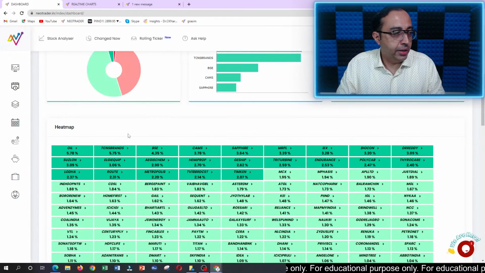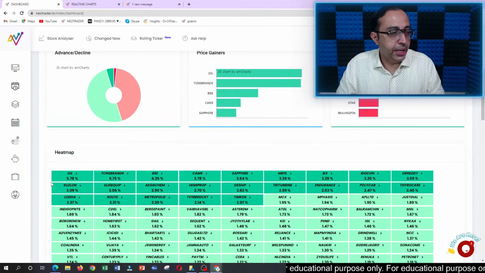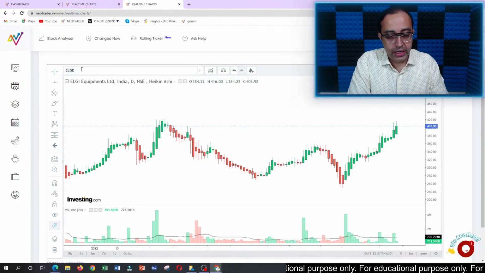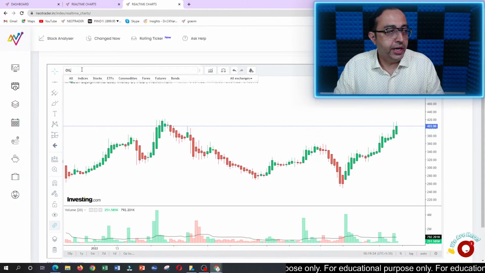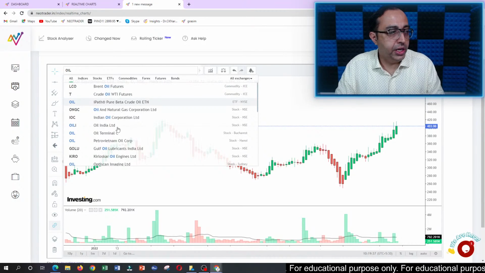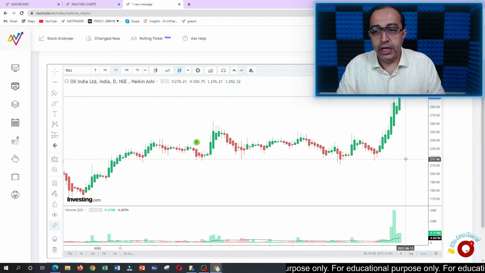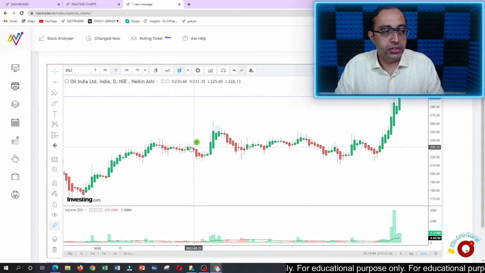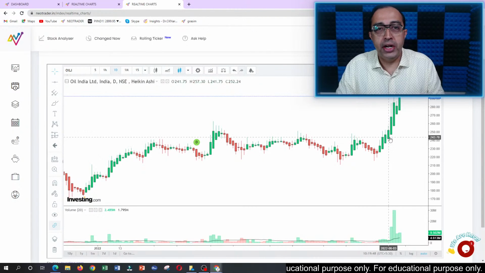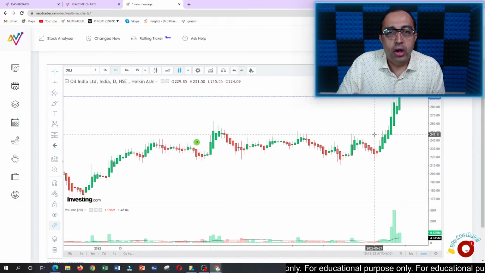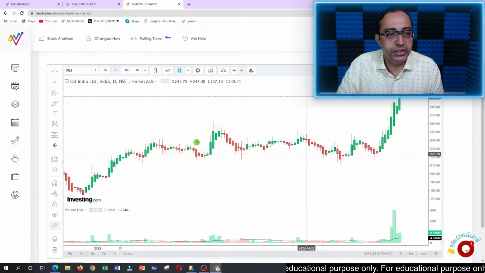Let's take a look at, again, the oil and gas space. Oil India has been on the boil, and especially over the last few days it has done exceedingly well. It has been a very slow mover, but then of late, with a strong reaction in the oil and gas space, you can see here that it's crossed a multi-week high at around 250, and it's gone up by almost 25%. So it's a very good move.